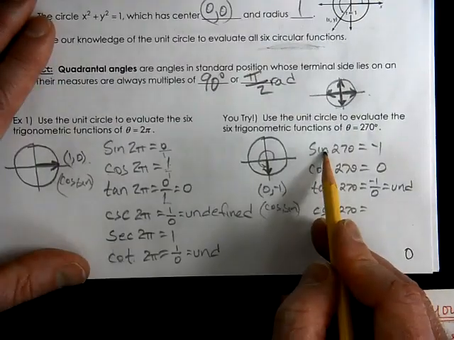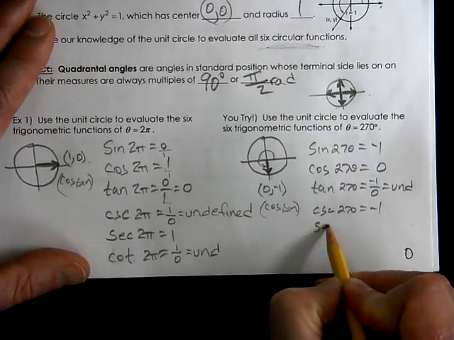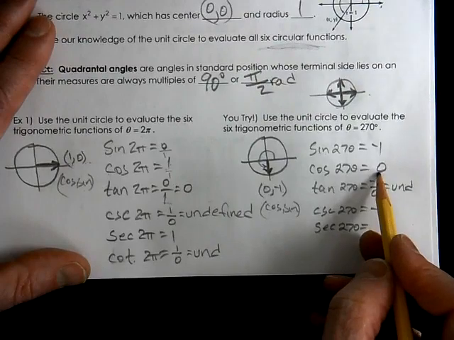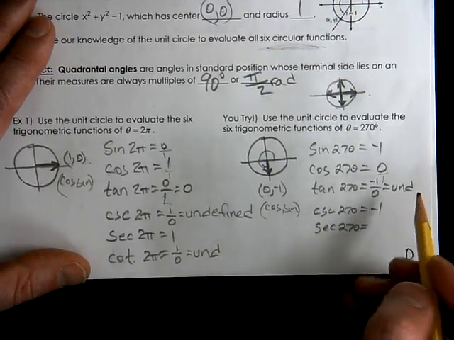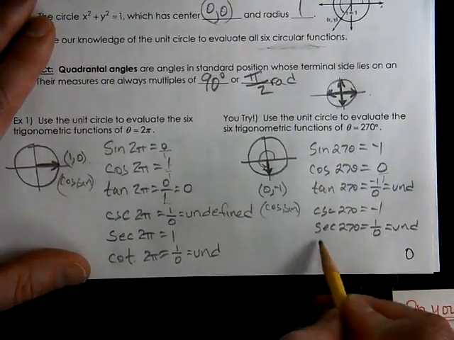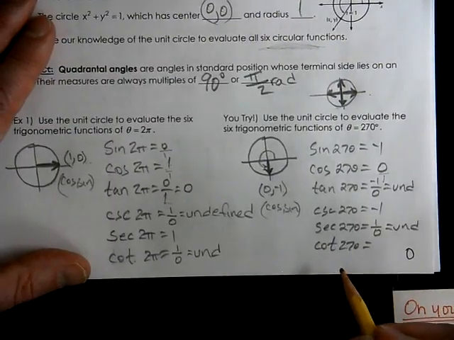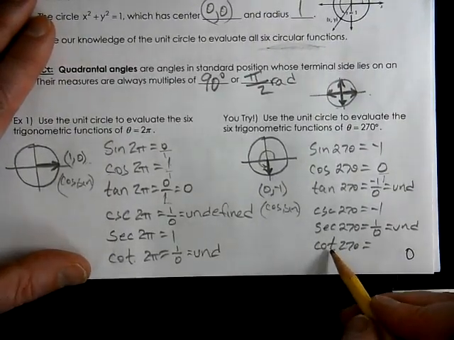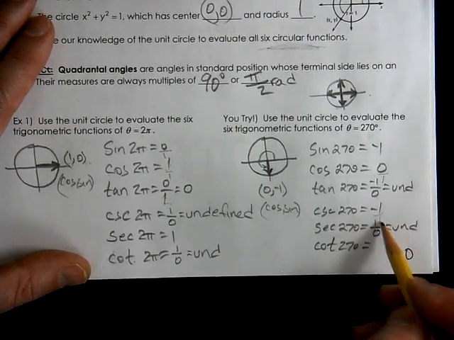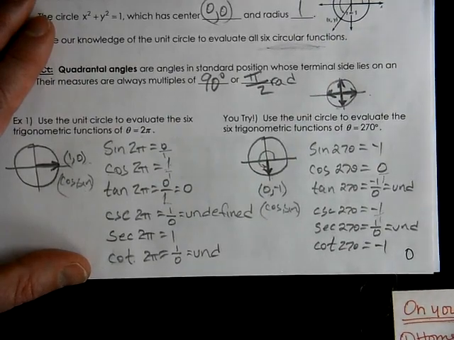Cosecant is a reciprocal of sine, so it's -1. Secant is a reciprocal of 0. 0 is 0 over 1, so we flip that to get 1 over 0. That's undefined. And to finish up this page, we've got cotangent of 270, which is -1 over 1, which we flip that around, and we still get -1.